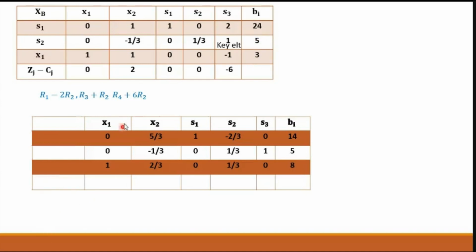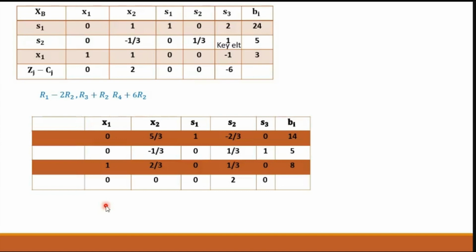Then we have to have R4 plus 6R2. So again 0 plus 0, 0. 2 plus 6 into minus 1 by 3. क्या होगा यहाँ पे? 0. Then this is also 0. This will become 2 and this will become 0. So now we have, okay, now what will be the XB column?